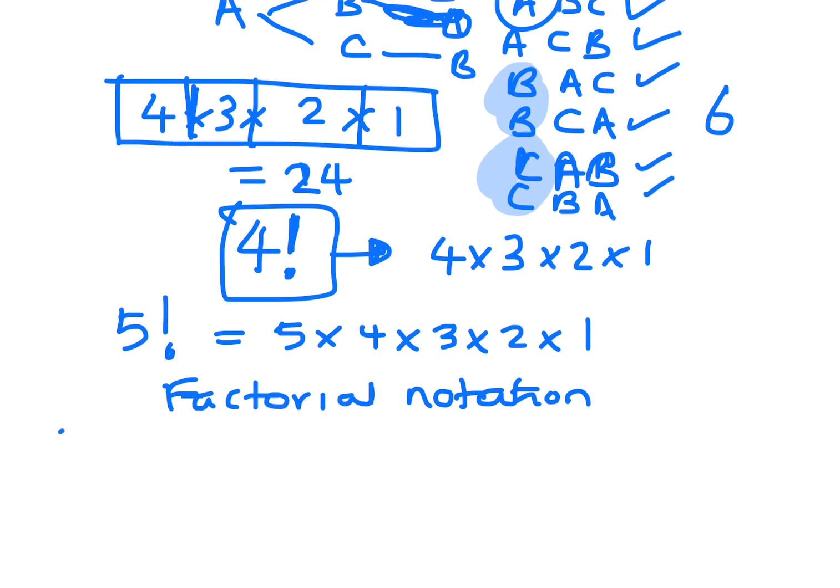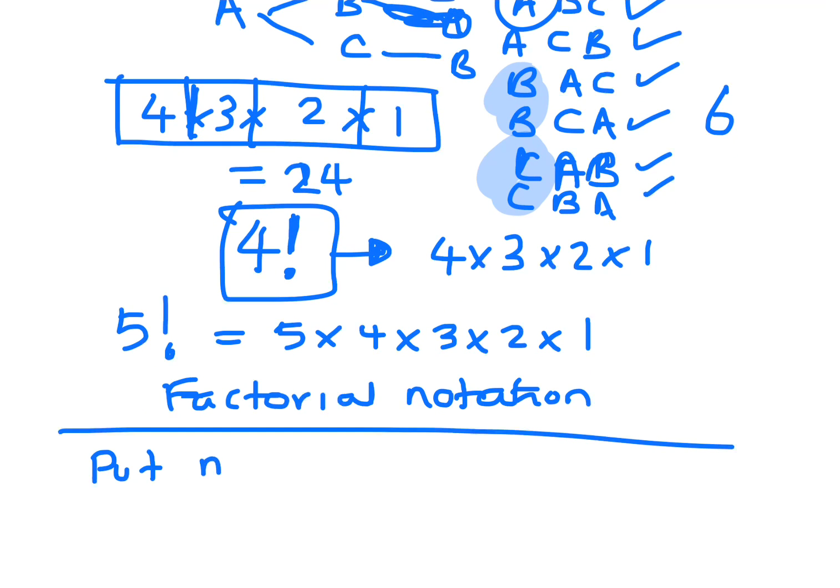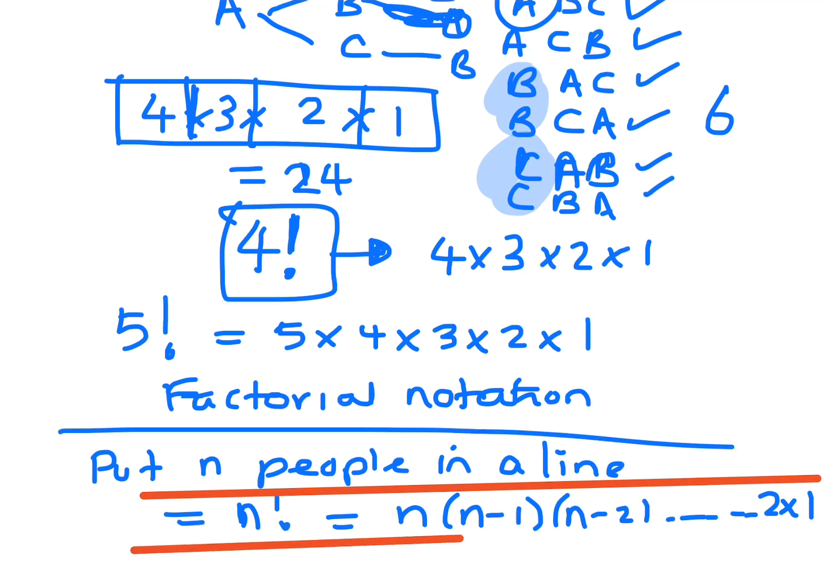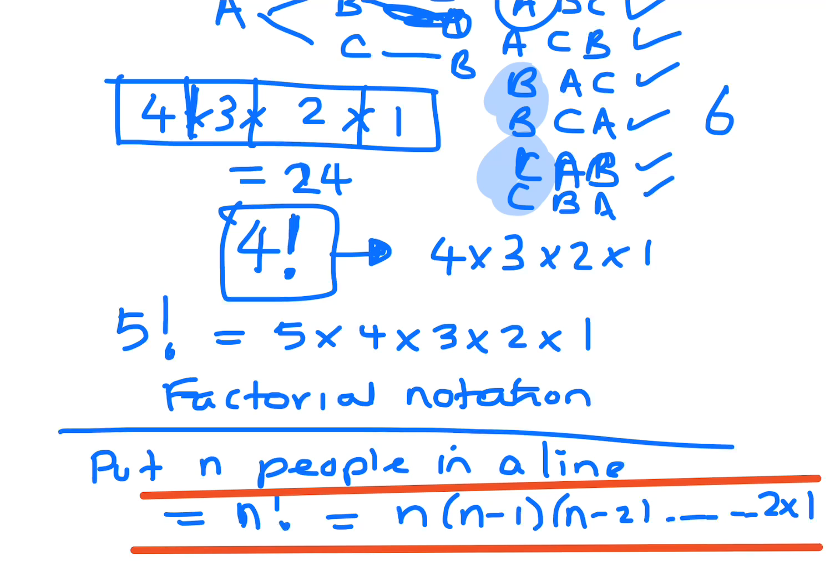Okay, so if you had to put n people in a line, if we want to write a general formula, that would be n factorial ways. And n factorial is equal to n, then n minus 1, n minus 2, and so on, all the way up to 2 times 1. And that will give you the total number of ways that you could arrange n people in a line.